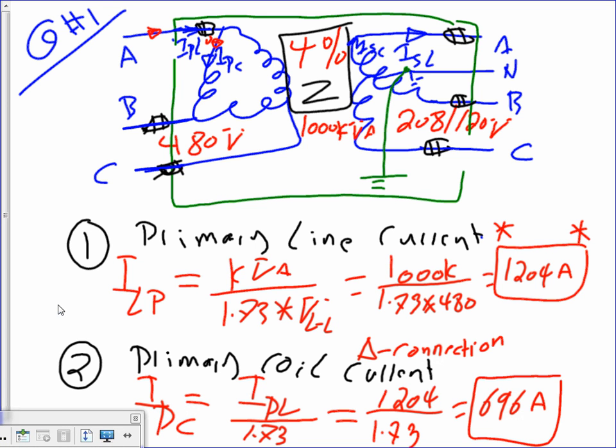Any comments, any questions? Let me know when I can go to the secondary. That's your primary side. Now my job, and your job, guys, is to size the fuses and the feeders on the primary and the secondary of this transformer. Cool?